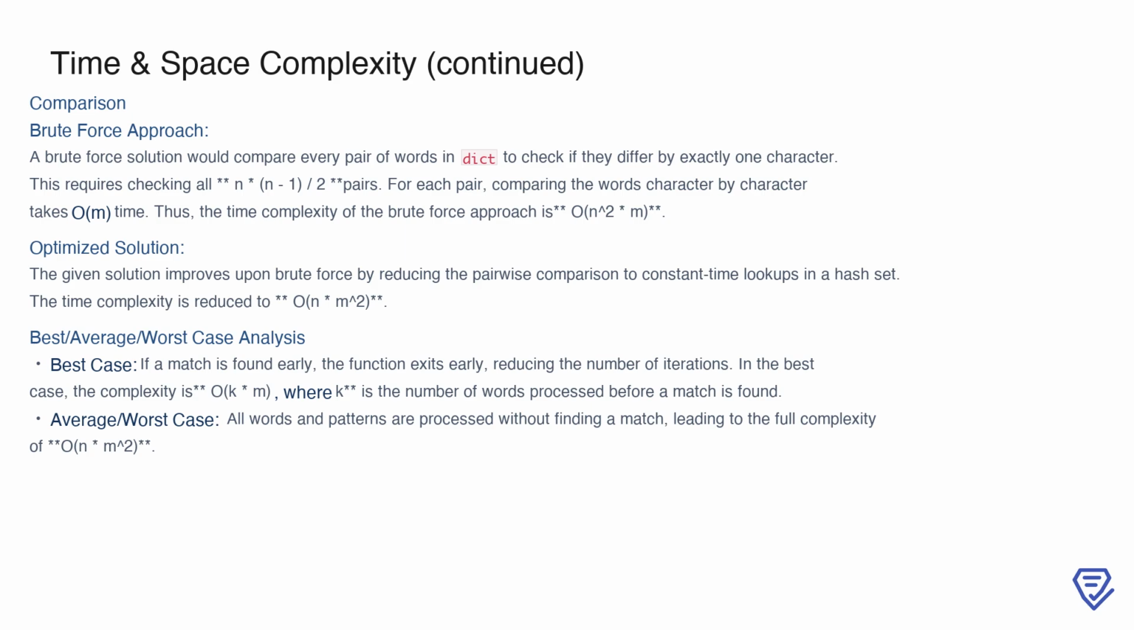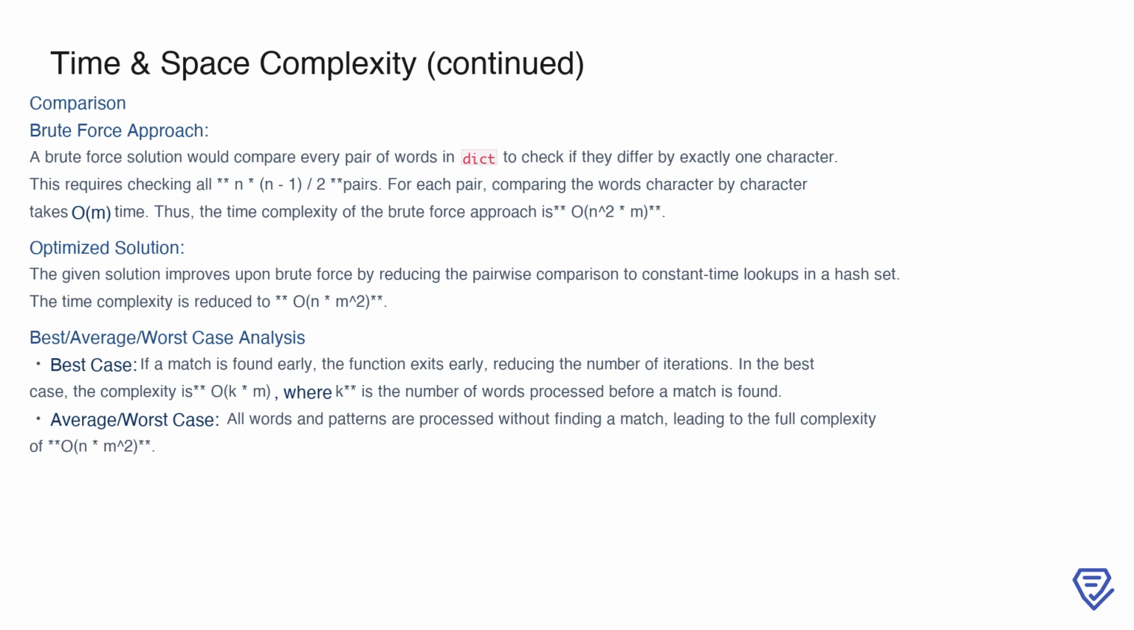Let's compare this solution with the brute force approach. In a brute force method, we would compare every pair of words in the dictionary, which involves n*(n-1)/2 pairs. For each pair, we would check if the words differ by exactly one character, requiring m time per comparison. This leads to a total time complexity of n squared * m for the brute force approach. The given solution optimizes this by using hash set lookups, which are constant time operations. As a result, the time complexity is reduced to n*m squared.